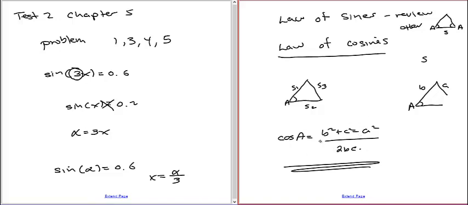So make sure you know how to do that. That particular case would give you the angle, and then you could use the law of sines to find one of the other angles, and you could use the sum of the angles equals 180 to find the final one. So think about that. Okay.